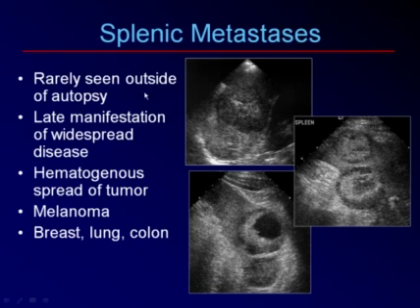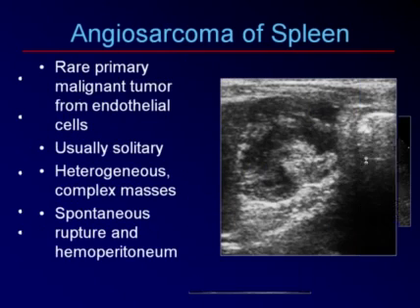Rarely, these are seen, or at least they used to be rarely seen outside of autopsy, but now with all these imaging techniques, we do see masses, a late manifestation of metastases in the spleen. Usually they arrive there by hematogenous spread. The important tumors are melanomas, breast, lung, and colon that like to do this. And the longer patients survive with better treatments, the more likely we are to see these manifestations of advanced disease.